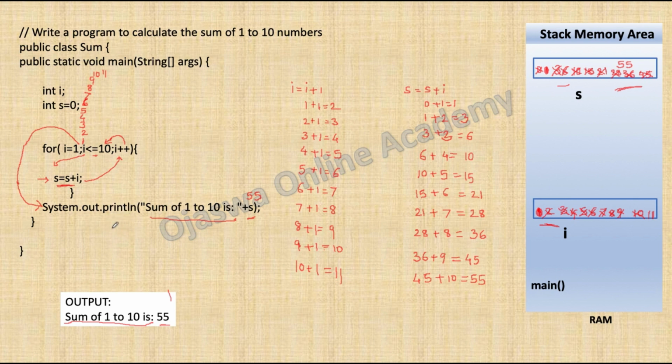So this way the loop works and we are able to calculate sum of 1 to 10 numbers just writing one statement of the code.